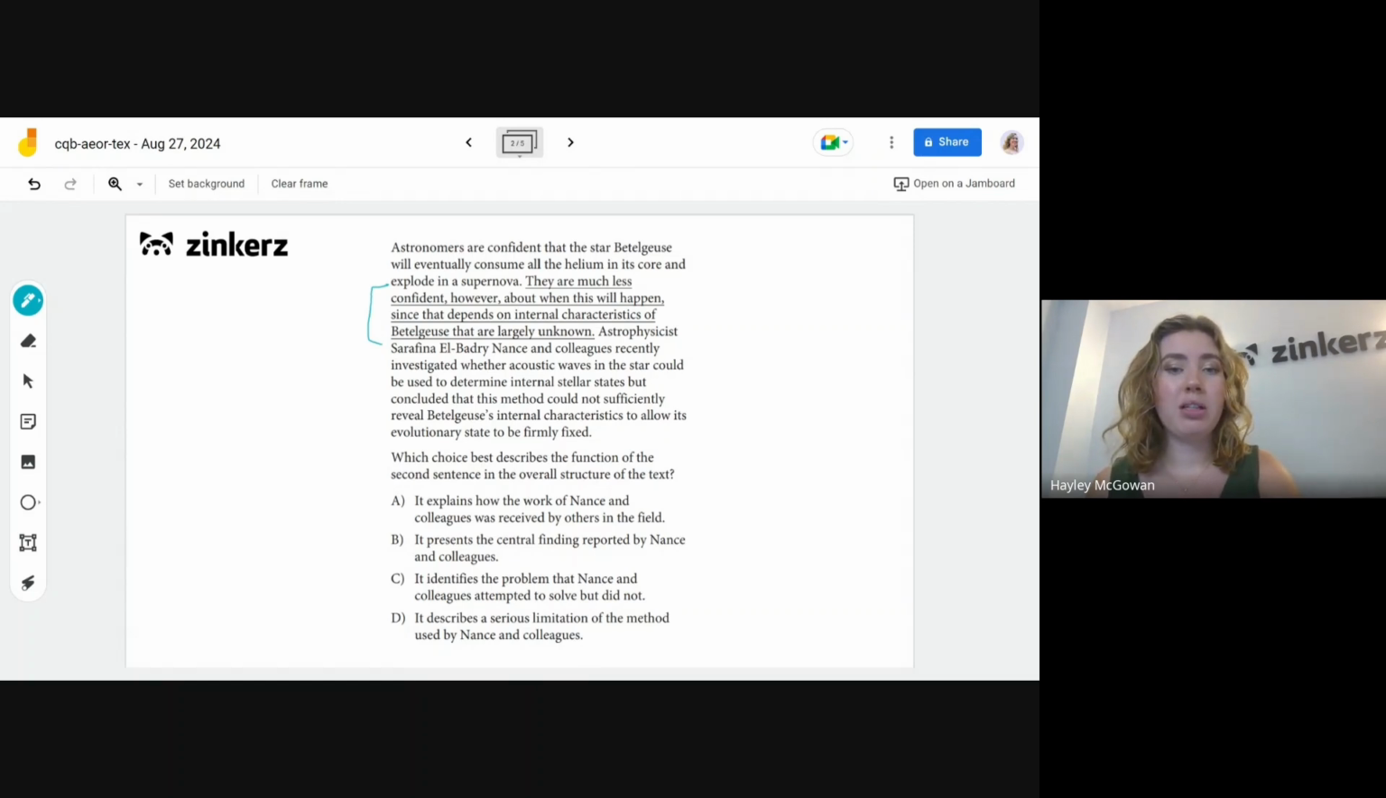So again, in terms of thinking about a prediction for our right answer here, we want something along the lines of: these lines show us essentially what problem it is that the scientists are attempting to solve but are unsuccessful in being able to do so. So that's what we're looking for in our answers.